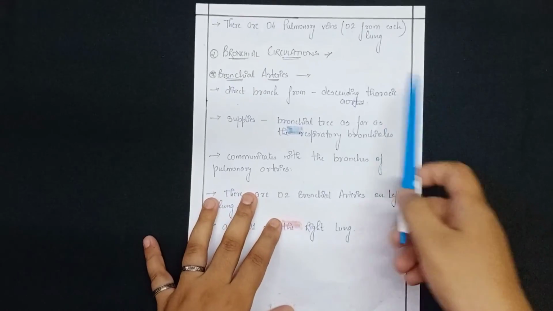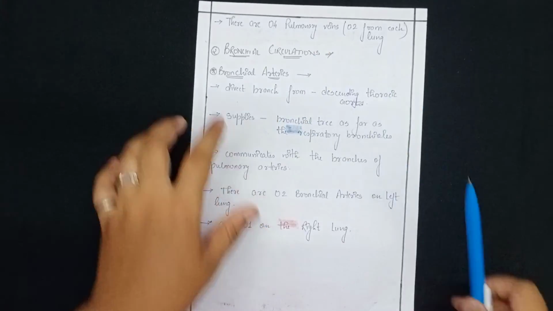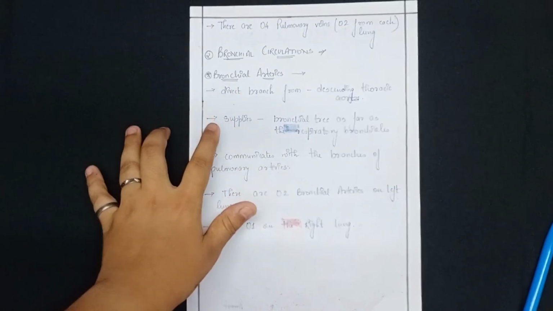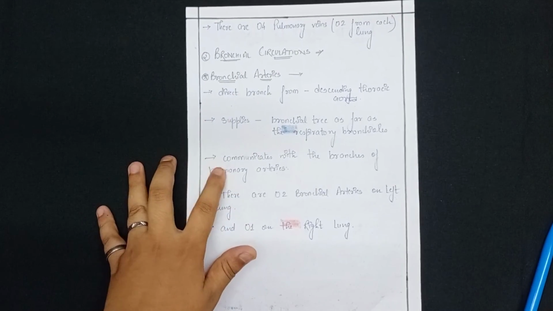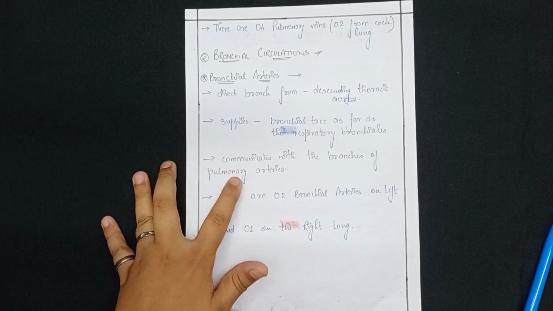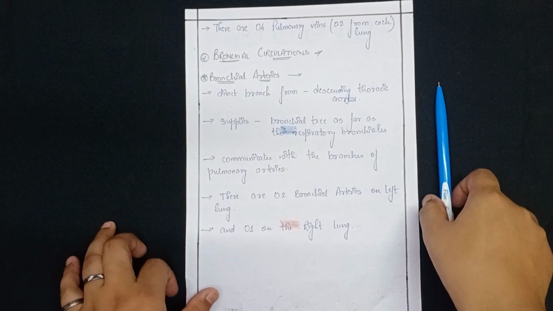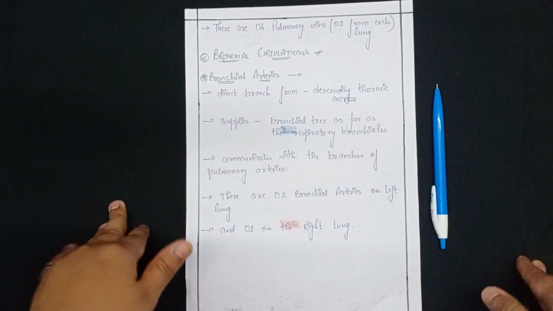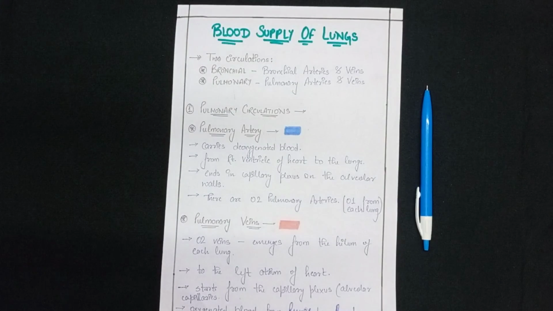Okay. Then next up we saw the second circulation, which is the bronchial circulation, in which we talked about the bronchial artery, from where they come, what they supply, and how and why they communicate with the pulmonary arteries. And we also talked about the number of pulmonary arteries and bronchial arteries present in each side of the lung. So that is all about today's video.